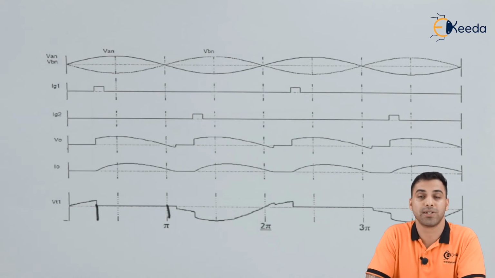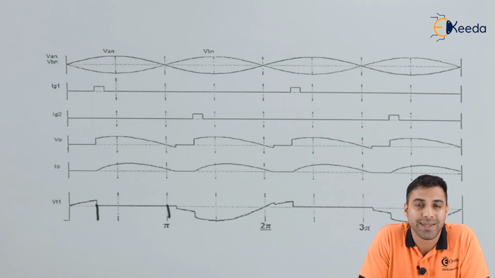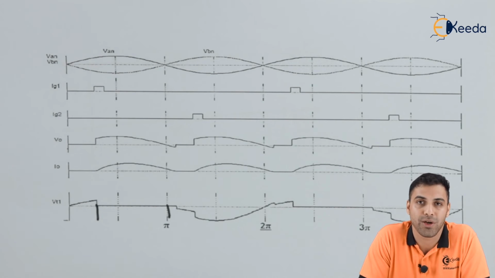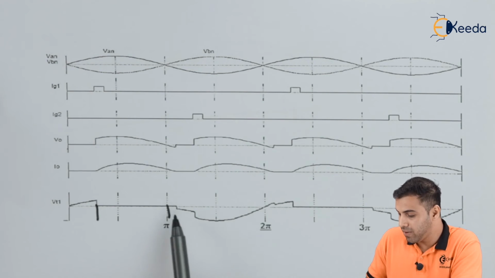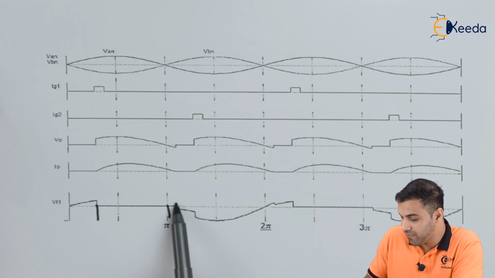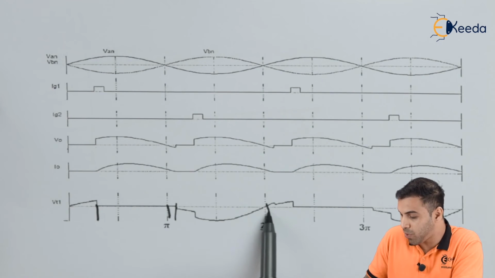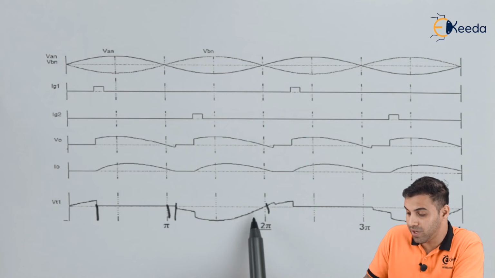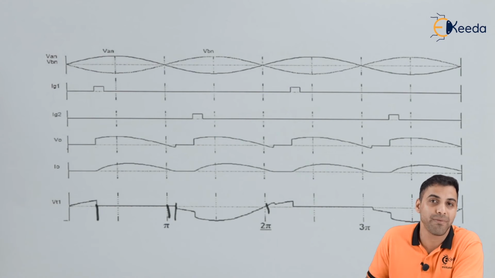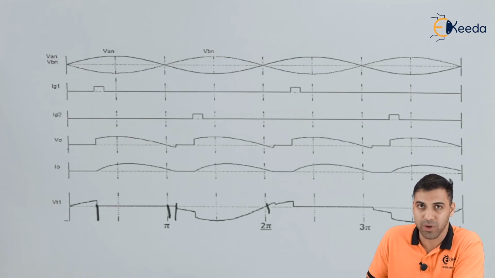That means the thyristor is not able to block the output voltage. That means there will not be any voltage across the thyristor. Again, from this point to this point, there is a thyristor voltage because this is blocking the negative cycle of the input sine wave, and so on and so forth.